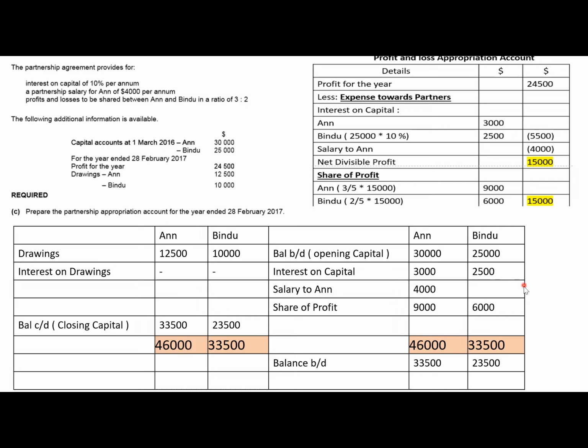Similarly, for Bindu, the credit is more. I will write this on both the sides. From this, I will minus the debit. I'll get this. Now, I want to teach you one thing over here. Anne's opening capital was how much? 30,000. Anne's closing capital is how much? So that means the opening capital is different from the closing capital. That means the capital balance is fluctuating. It is changing. Why is it changing?